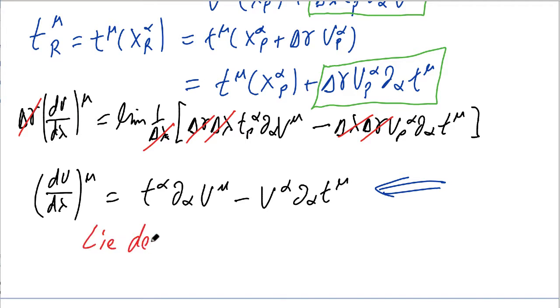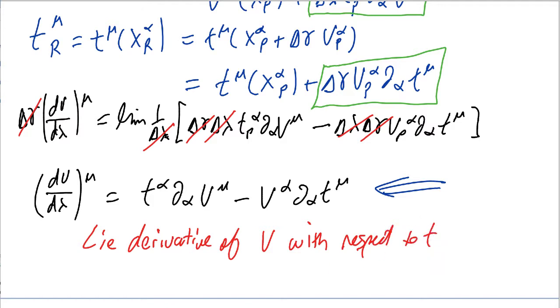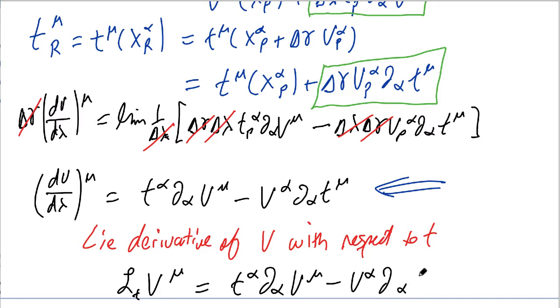The Lie derivative of v with respect to t is denoted by a curly script L sub t v, and the mu-th component is what we've displayed here. So the mu-th component of the Lie derivative of v with respect to t is t^alpha partial_alpha v^mu minus v^alpha partial_alpha t^mu.